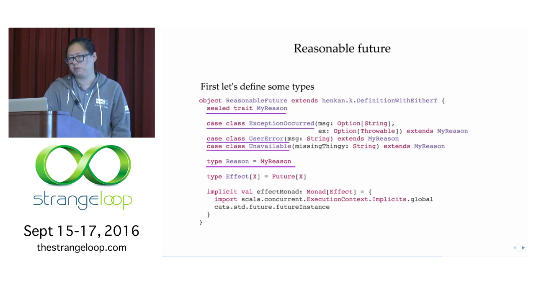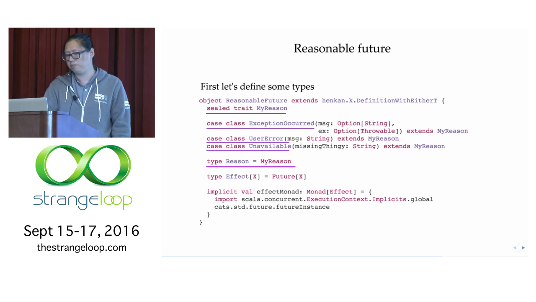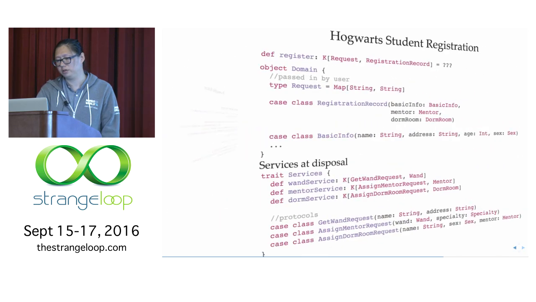And for the type of reason, you define an ADT, and this ADT is just a sealed trait in Scala, and then you have a couple of possible reasons why the application fails, like an exception happened, or a user error, or something's unavailable. So you also provide an effect monad there.